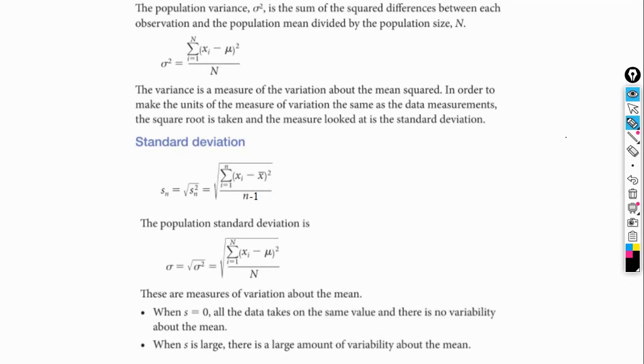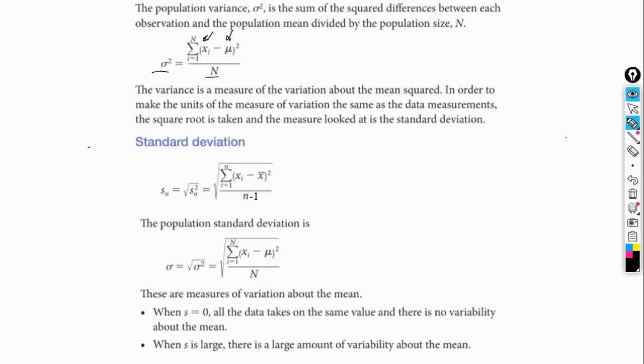Then we have the population variance, which is sigma squared, and that is going to equal the difference between the observation and the population mean, squared. So we add all these and then divide by the population size n. So basically it's the same formula, except that we don't subtract 1 from the total population.